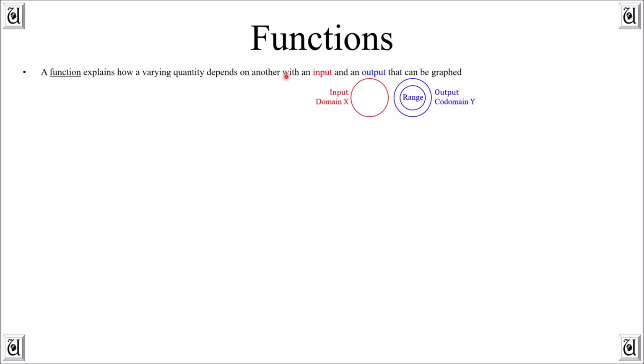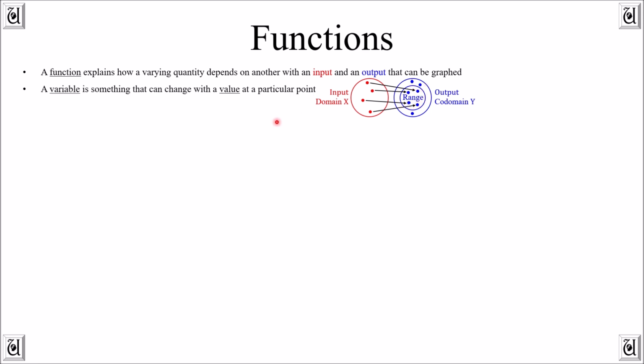So the first thing we really need to talk about is functions. And so a function is just something that explains how a varying quantity depends on another one. And you have an input and an output. And so imagine that you have your input here and you have your output, you have your domain and your codomain, and then you have some values that you're inputting, and we're going to map them over, and the ones that they hit are going to be the range. You might have some left out.